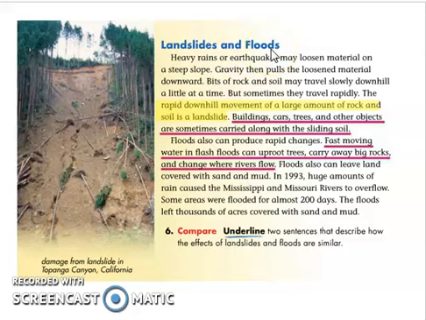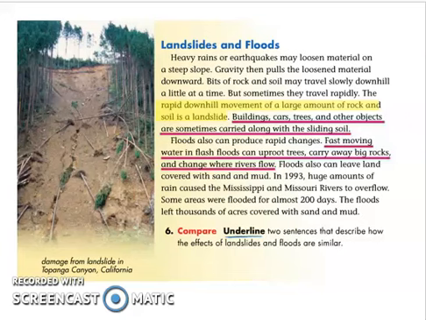Another event that could change the shape of the land or the Earth's surface is flood. Flood is a fast movement of water. It could also happen after heavy rains or the overflowing of the rivers or the overflowing of the lakes.